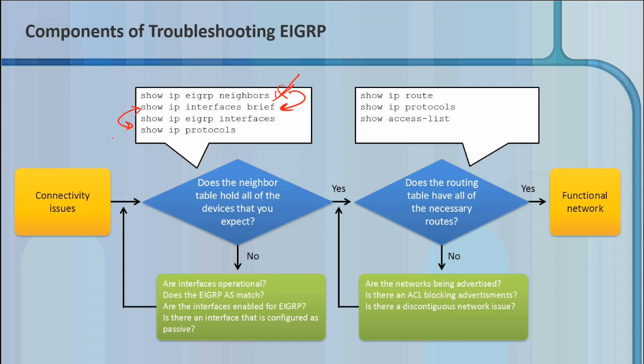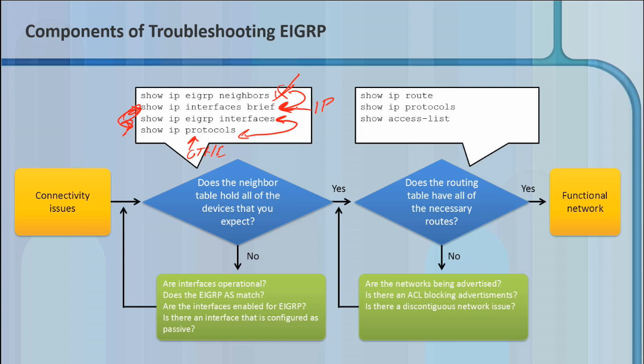The cool thing, show IP protocols is going to show us the same thing as show EIGRP interfaces, except this will show us other protocols. Show IP interface brief is just going to show us our IP addresses. I had a bit of a brain fart there.